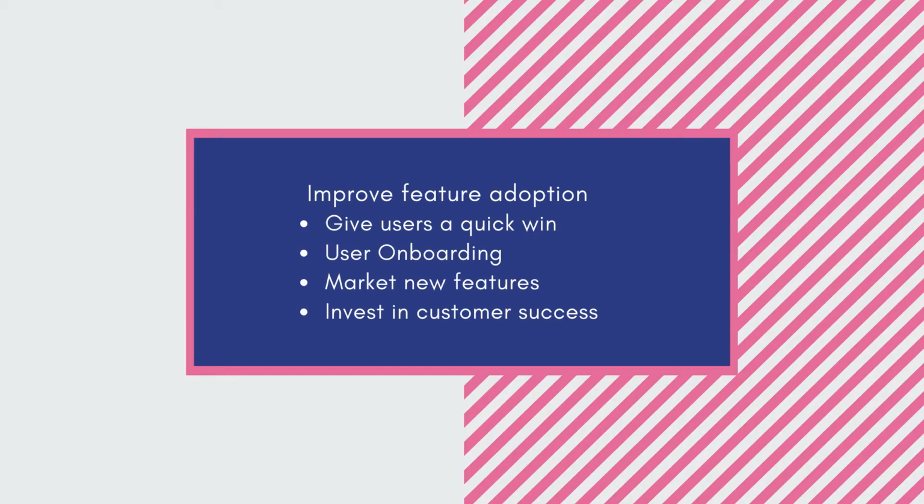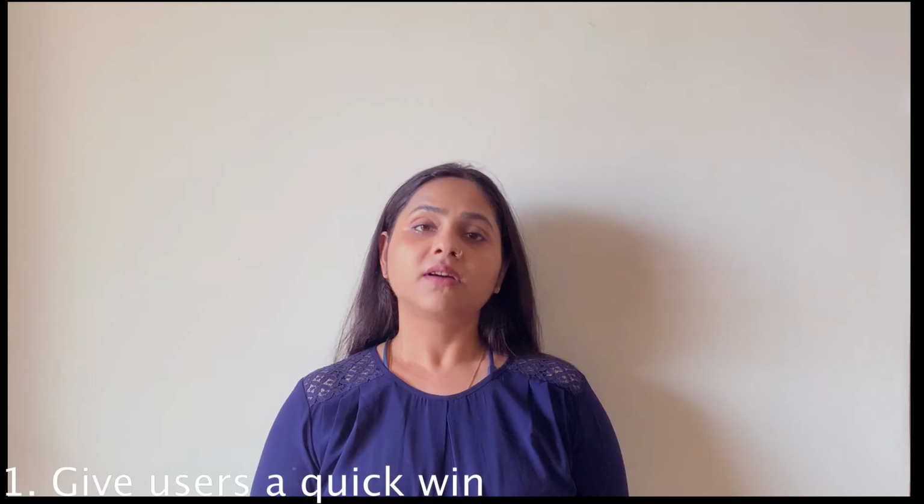Now that we understand the stages that a user goes through when adopting a new feature, you must be wondering what you can do actively to increase your adoption rate. Here are some of the ways in which you can improve feature adoption. Number 1. Give users a quick win. Number 2. User onboarding. Number 3. Market new features. And number 4. Invest in customer success.